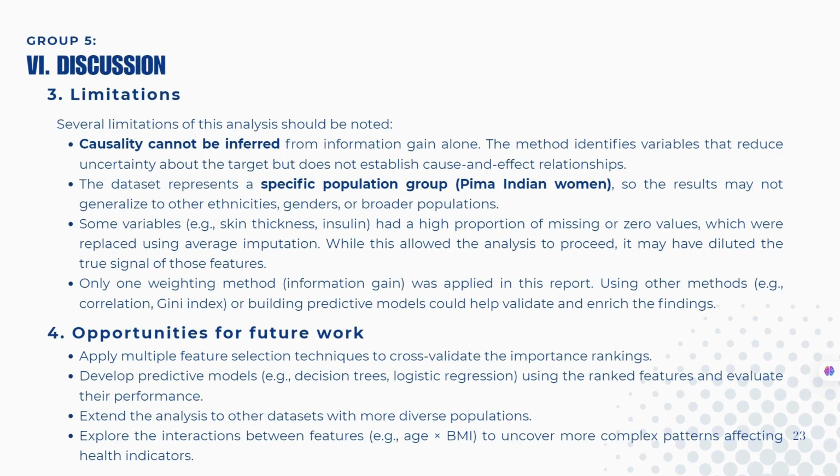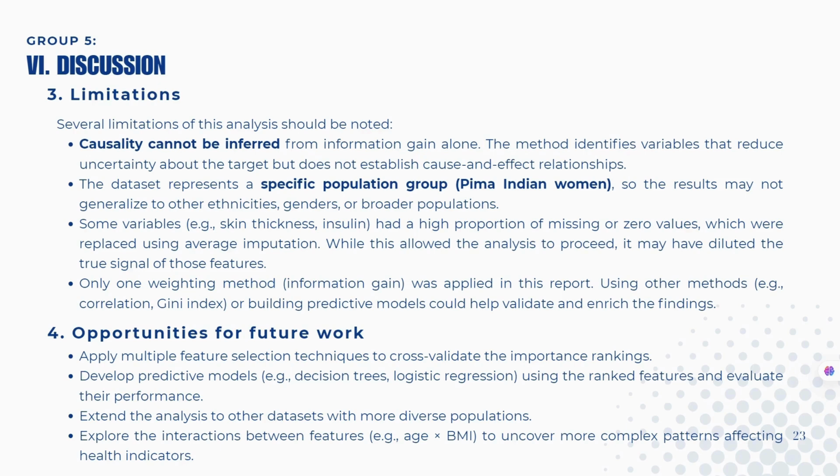There are a few limitations of our research that I would like to point out. We cannot infer causality, since the method identifies variables that reduce the uncertainty about the target, but does not establish a cause and effect relationship. Our dataset is also really specific. It's one population group of women in India, so the results are not easily generalized to, say, other ethnicities, genders, or a broader population as a whole.